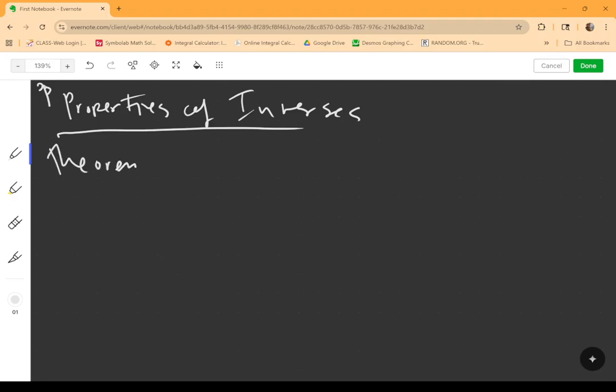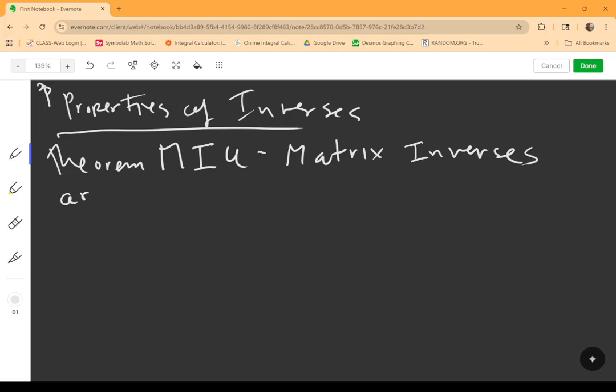Now the first one I want to show, in our book, is titled Theorem MIU. It says a matrix can have at most one inverse. So in other words, matrix inverses are unique.